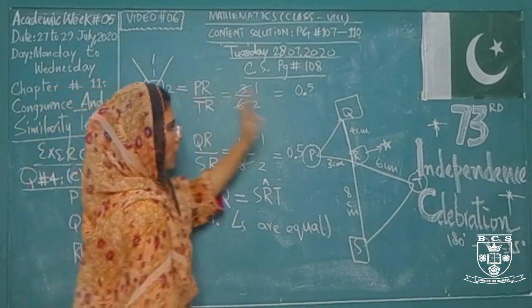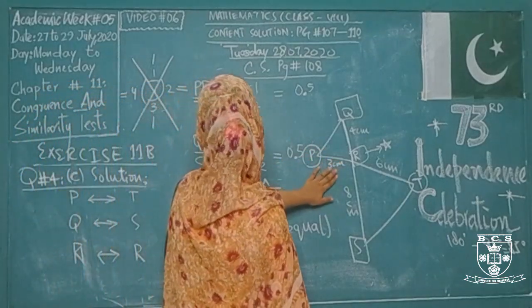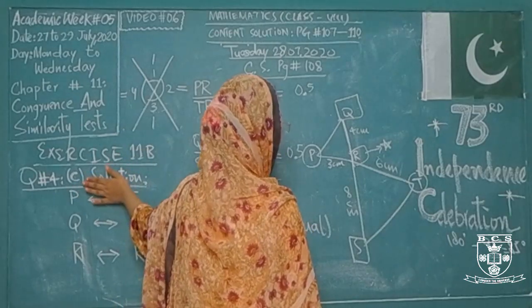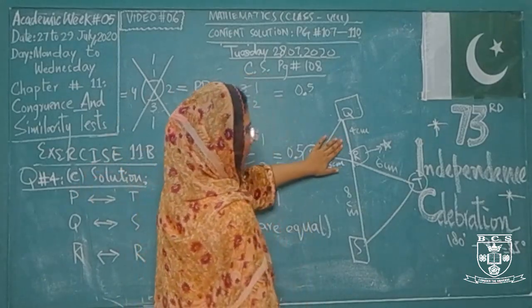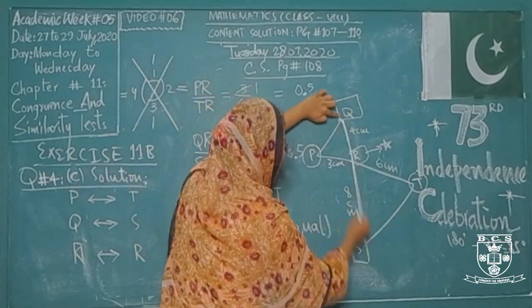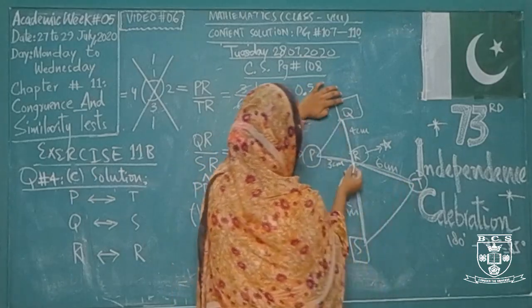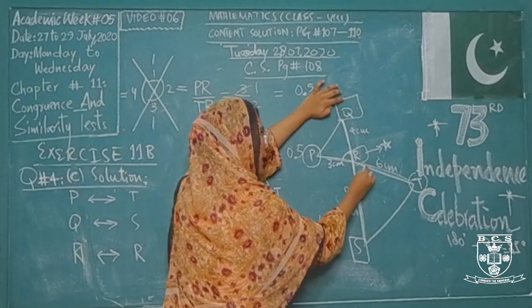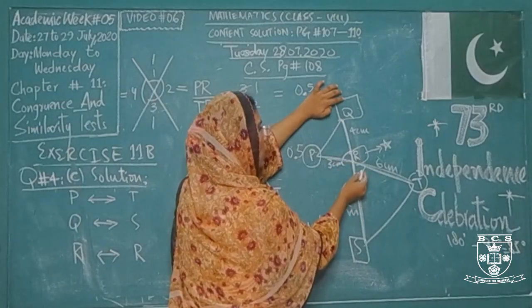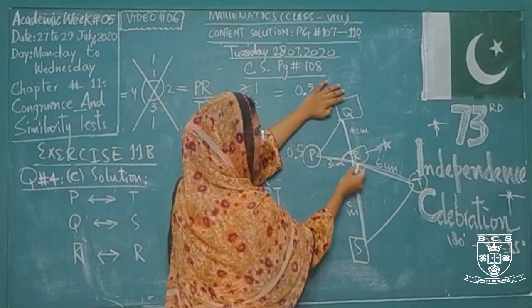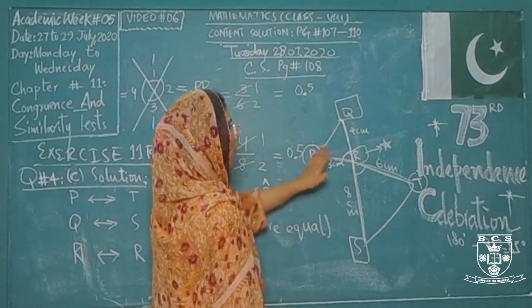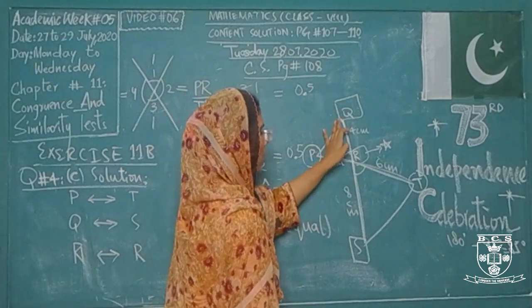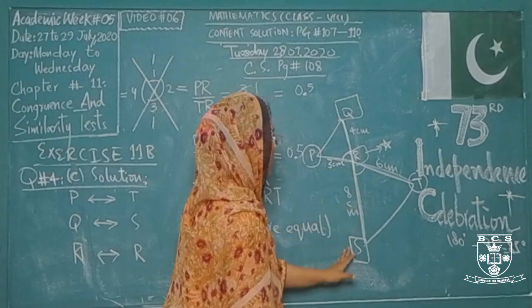So if we notice this particular diagram that is given in question number 4 part C on page number 372, these two different lines are intersecting each other at point R. So the angle that we are having over here and over here, these both are equal. So these are known as vertically opposite angles. So angle PRQ is equal to angle TRS in this way.